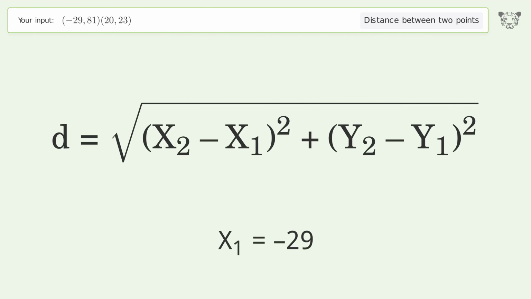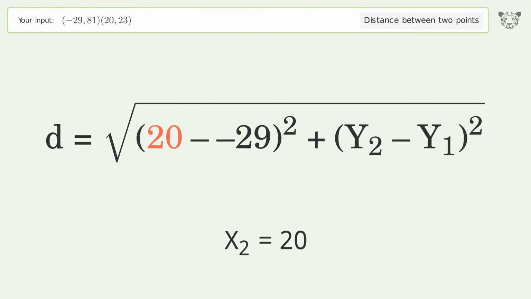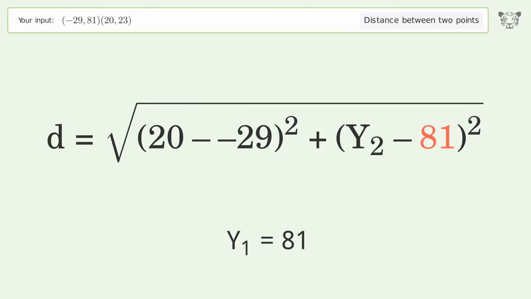x1 equals -29. x2 equals 20. y1 equals 81. y2 equals 23.